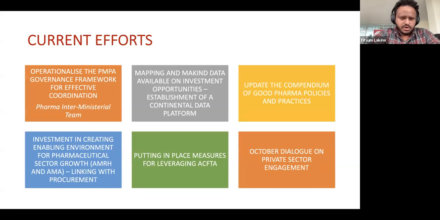There is the operationalization of the PMPA governance framework for effective coordination. We have the mapping and also making data available on investment opportunities, which is also now available within the African Union Development Agency. We have updated the compendium of good pharma policy and practices. There is investment in creating an enabling environment for pharmaceutical sector growth. There is also putting in place measures for leveraging the African Continental Free Trade Area. And there is the October dialogue, which I mentioned just one slide before, on private sector engagement.